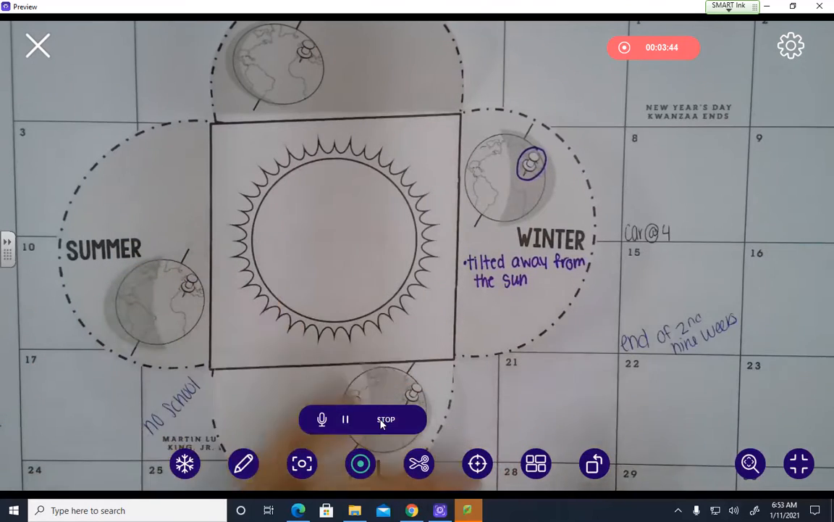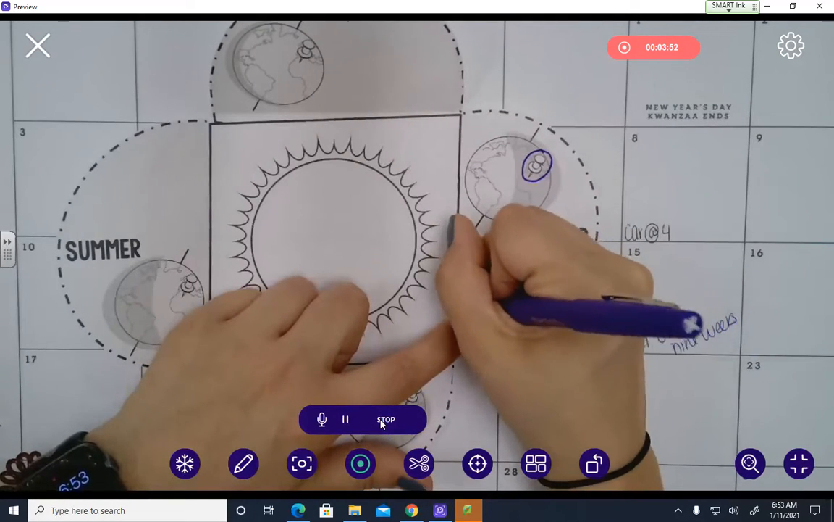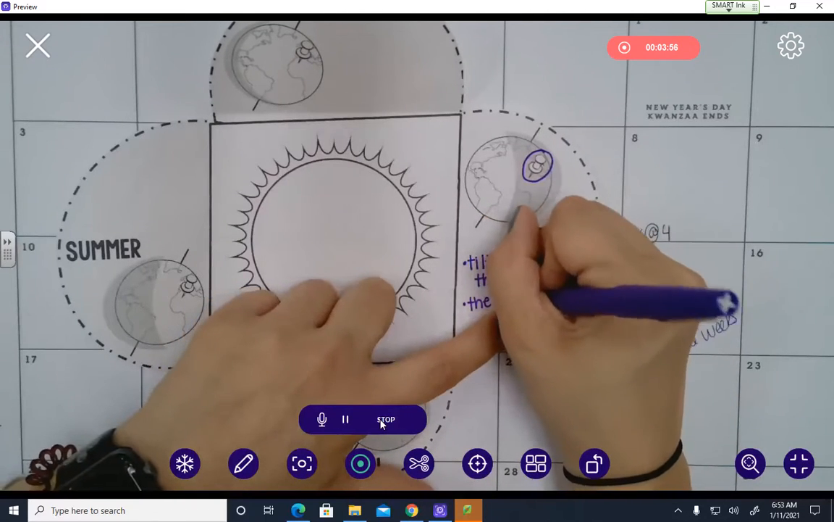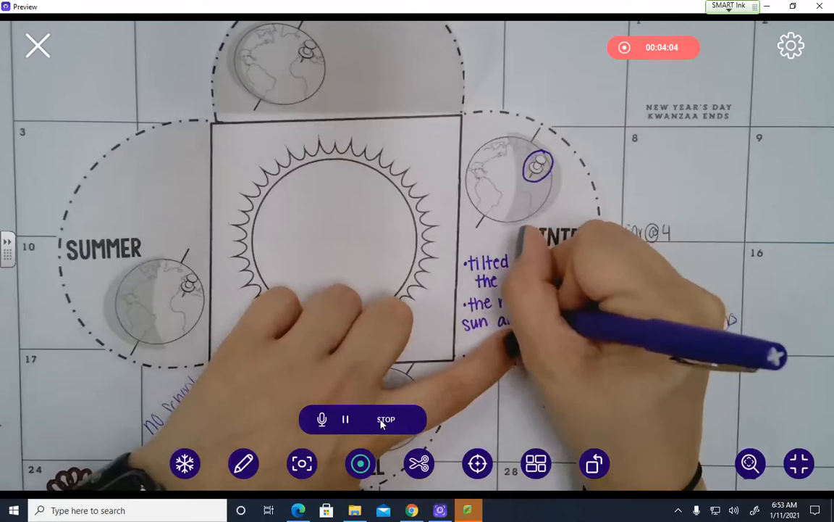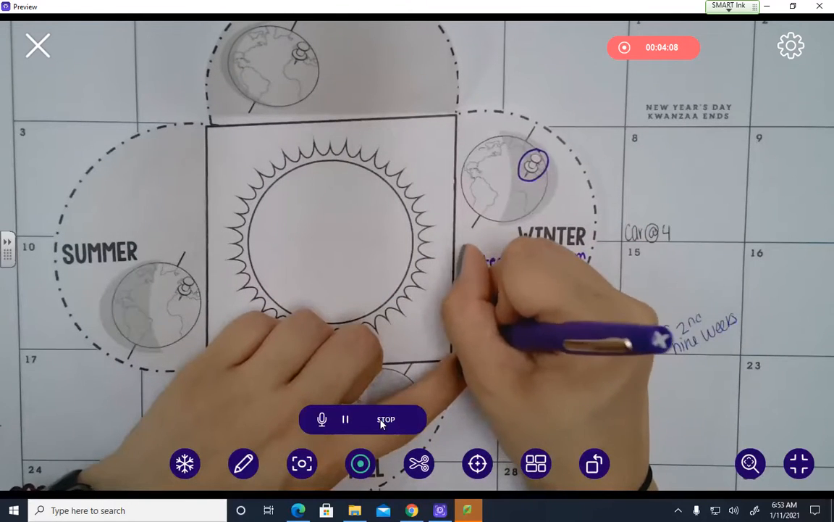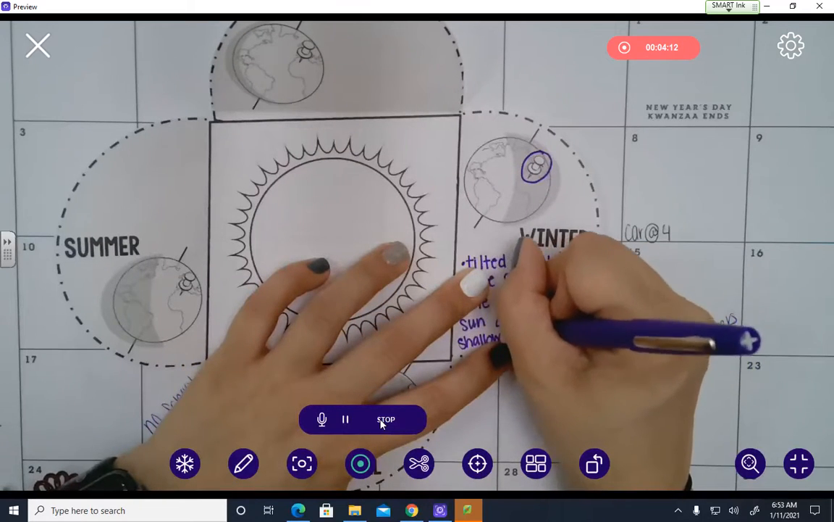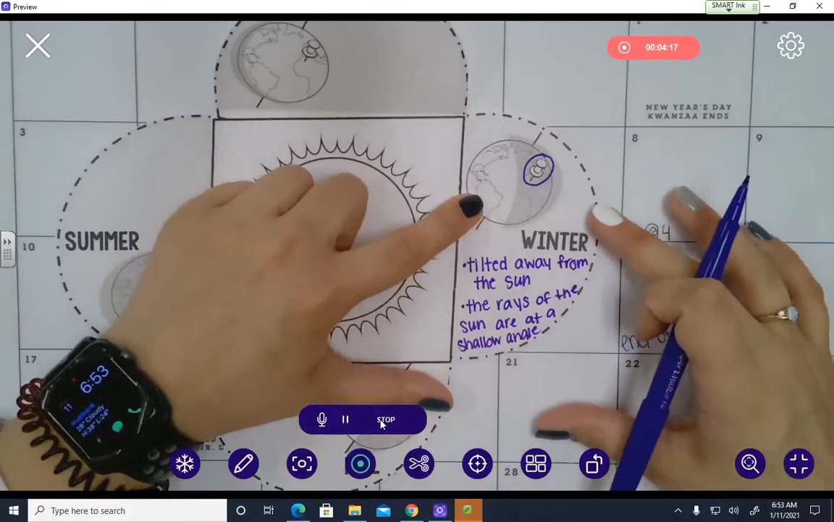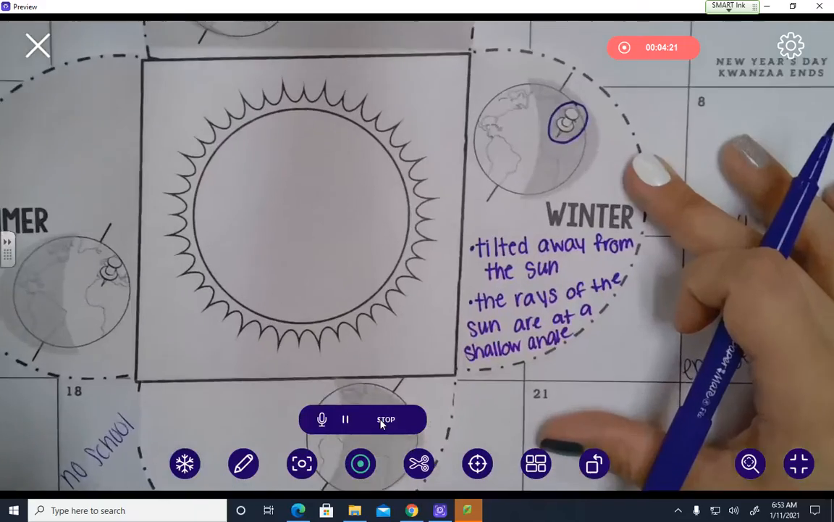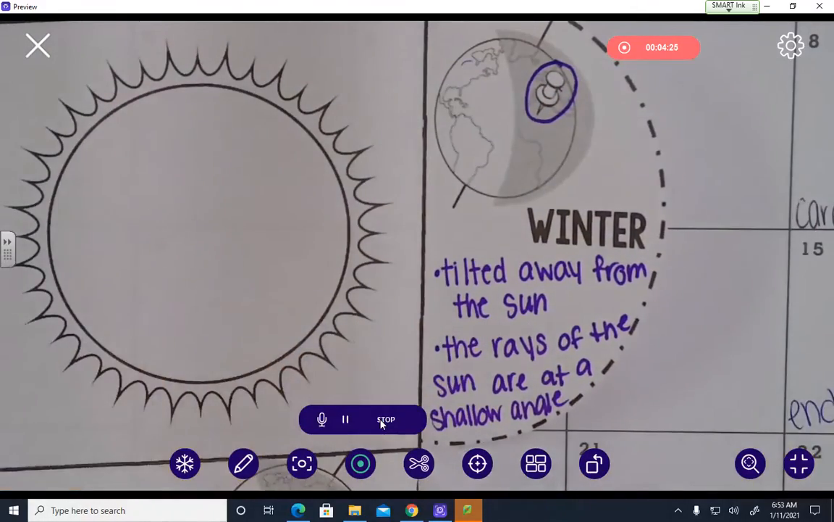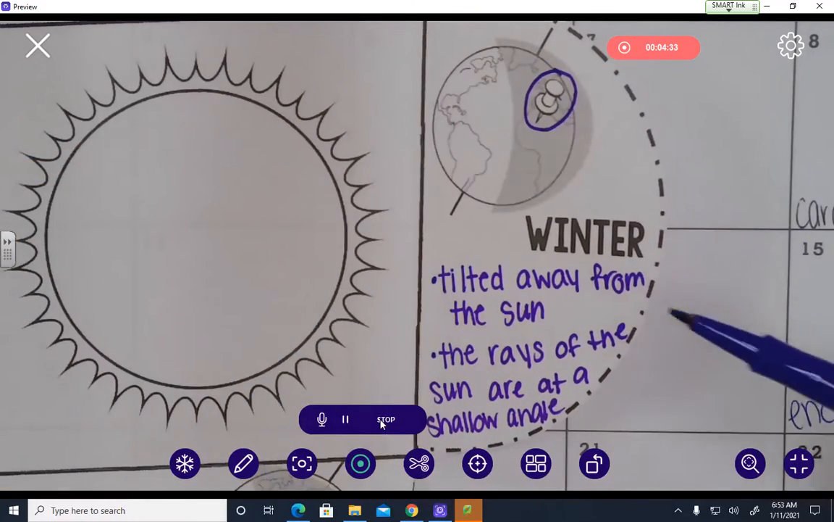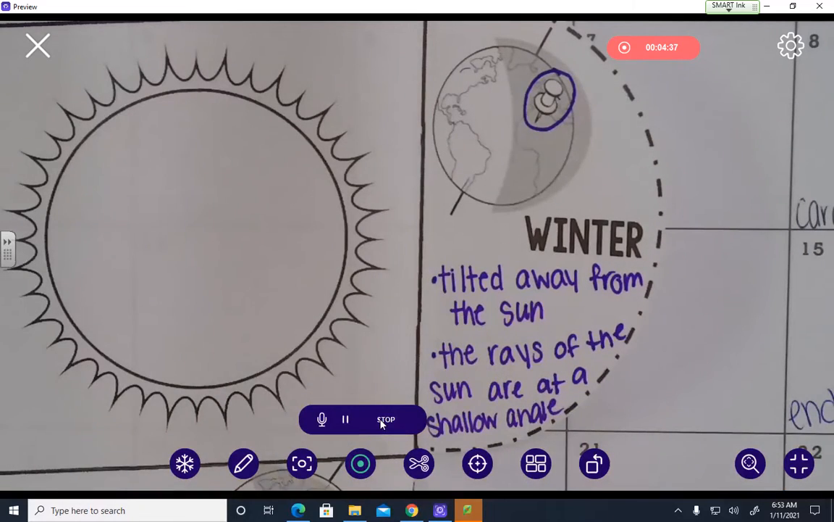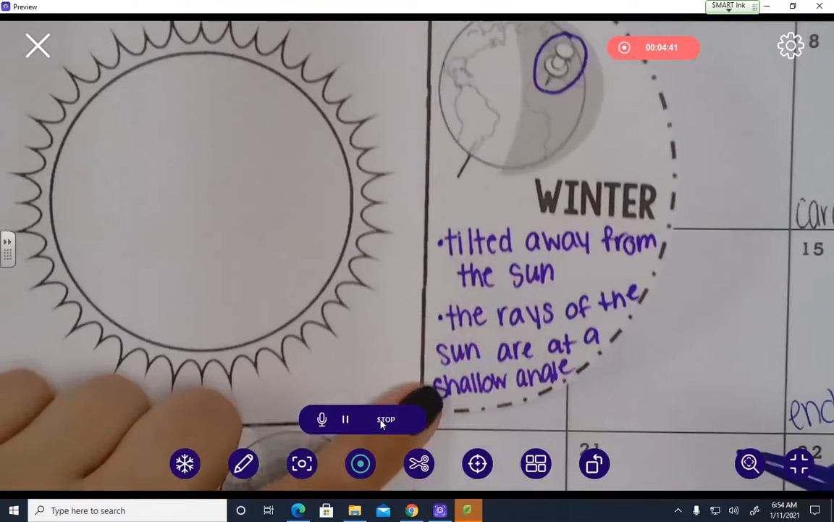And because we're tilted away from the sun, the angle that the sun's rays are hitting us are shallower. So the rays of the sun are at a shallow angle. So I'm going to zoom that in for you a little bit. So during the winter time, we are tilted away from the sun, and you can see that. You can see that during this time, we are tilted away from the sun. If we were to rotate this, we'd be tilted away from the sun. So the angle that the rays are hitting us are going to be shallower.